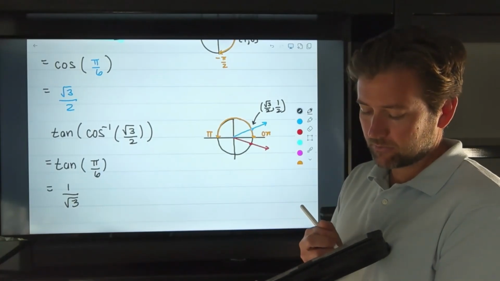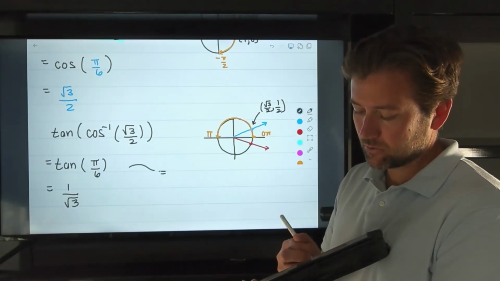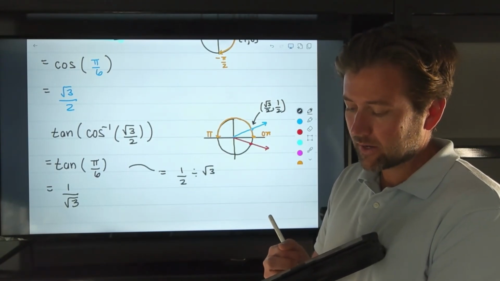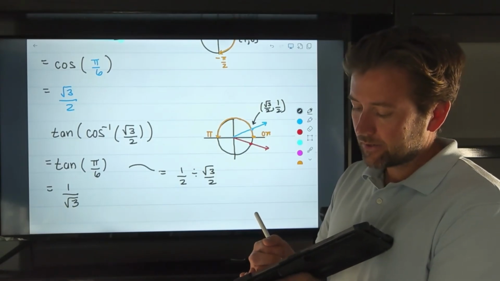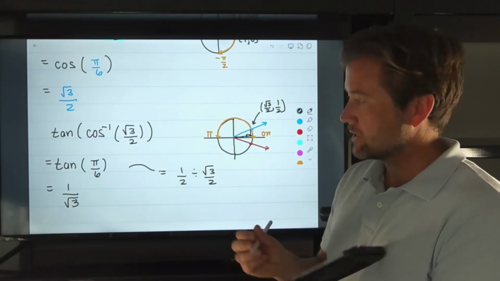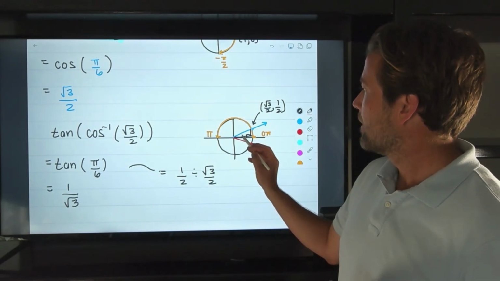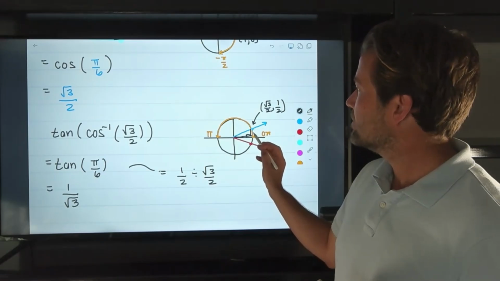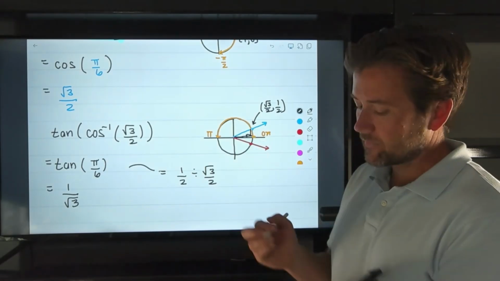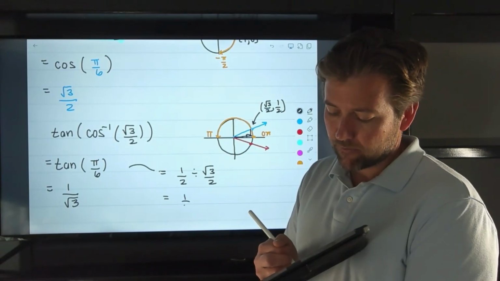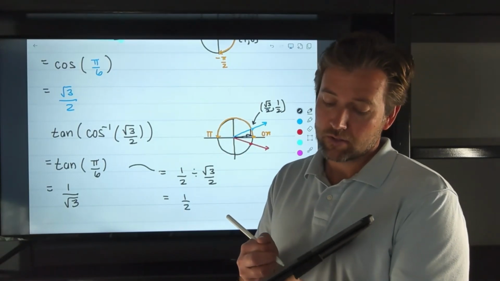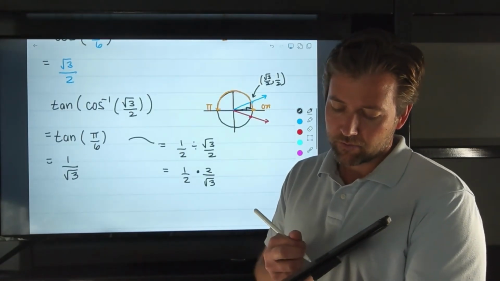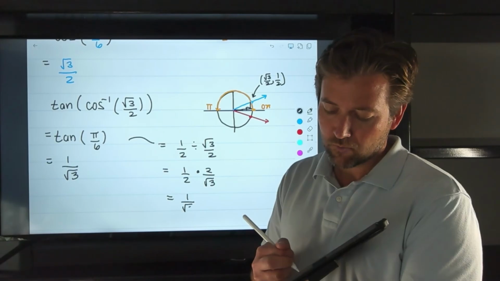Now the tangent of this angle is equal to the y-coordinate divided by the x, the rise over the run. I could draw a triangle here and help you see that and label that angle pi over 6. But the tangent of this angle is the opposite, the y value, divided by the adjacent, the x value. So we have 1/2. Since we're dividing, I'm going to go ahead and multiply by the reciprocal. The 2's will cancel, and we're left with 1 over the square root of 3.